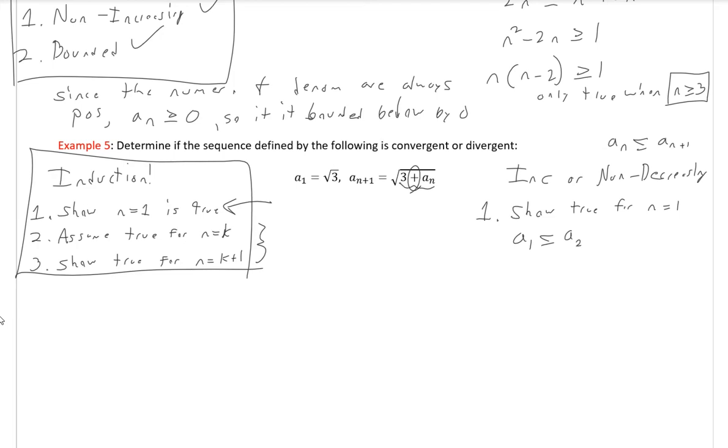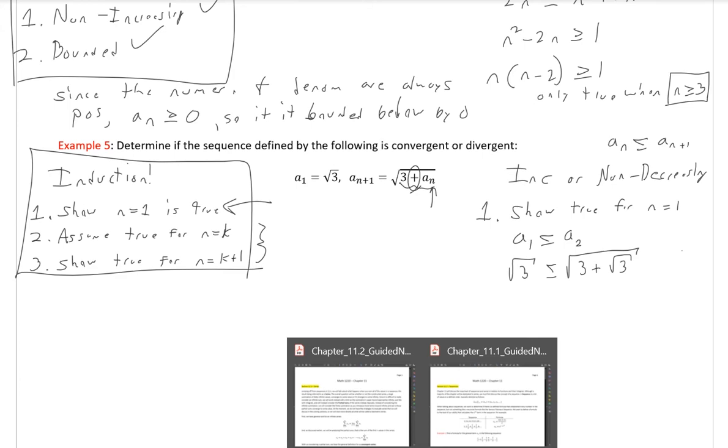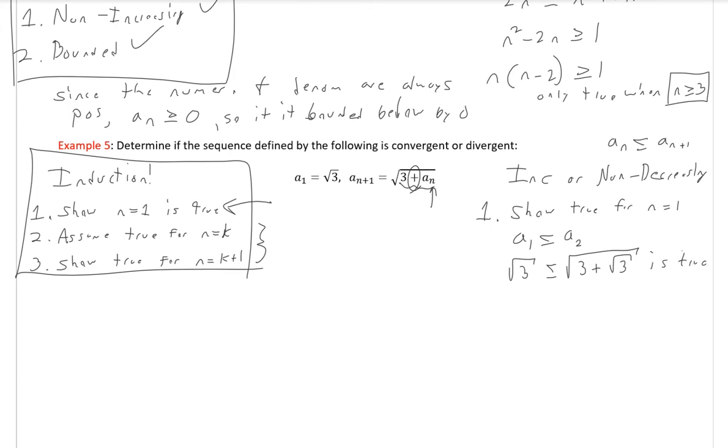And thankfully, we can easily do that. We have a sub 1 is root 3. A sub 2, if we just plug in here, would be the square root of 3 plus the previous value in the sequence, which is the square root of 3. This is true. So we're done. Root 3 is for sure less than the square root of 3 plus root 3, all under the root. That's it for the first step. So we know that it's true for the first case at least.